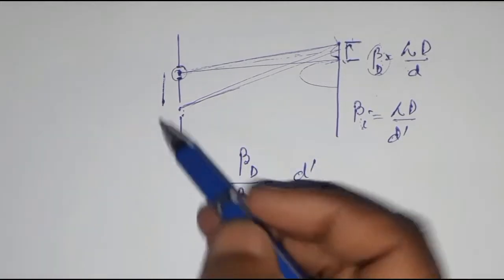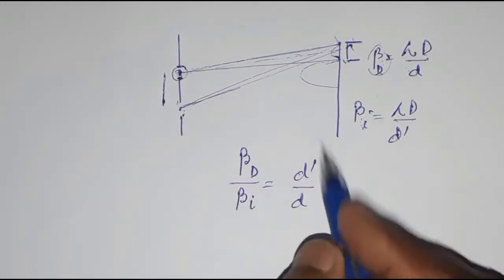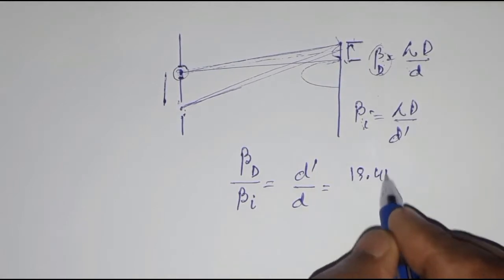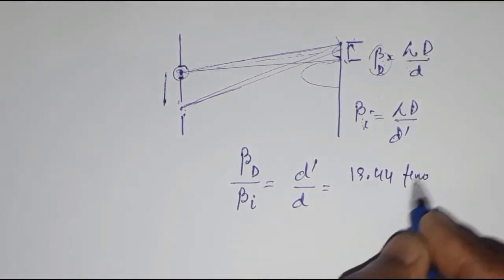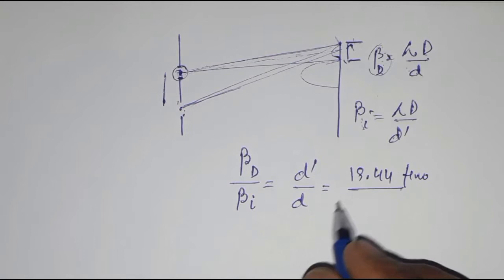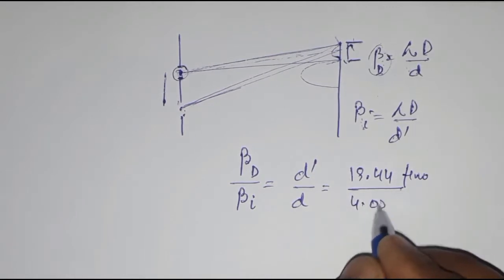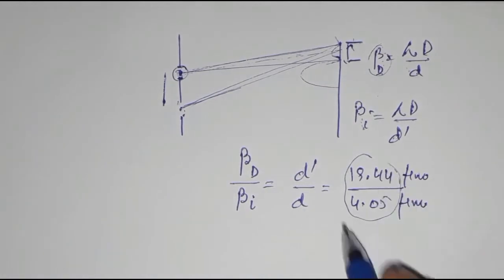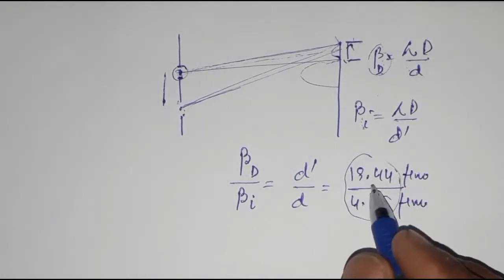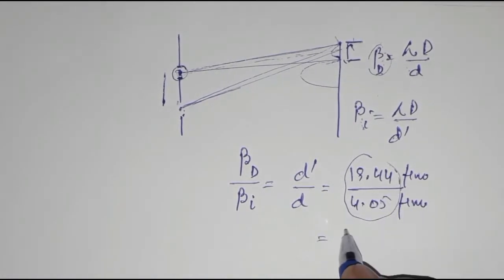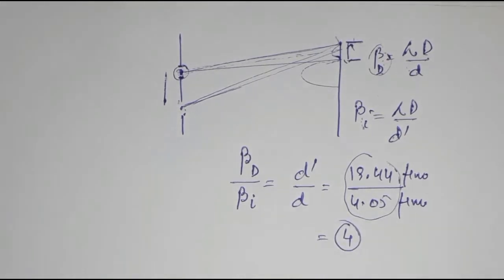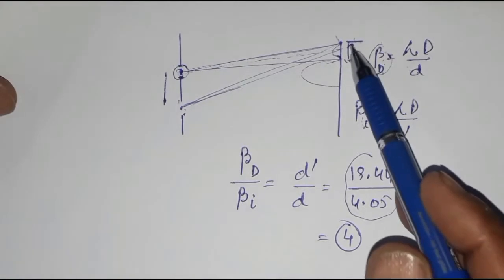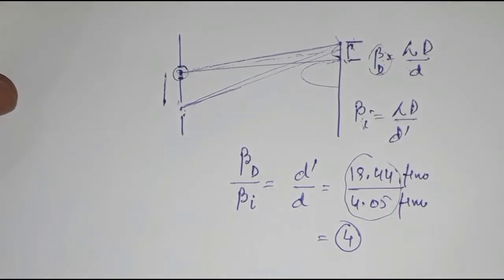What is d dash in this case? It is 19.44 micrometer upon second, which is 4.05 micrometer. It is a complete division and does not reach 5, so 4 will be the number of complete bright fringes within this distance. So this answer is 4.